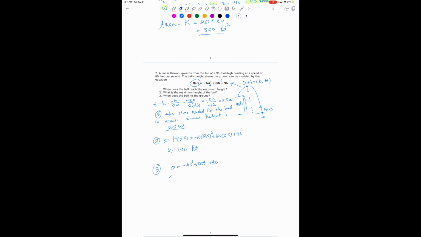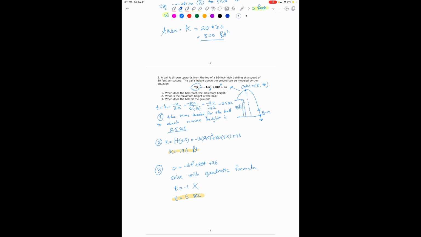So after solving, I got two answers. t equals negative 1, which is impossible since the time is negative, and then t is equal to 6 seconds, and that is the most plausible answer. So the answer is 6 seconds. Again, let me write it down. The maximum height is 196 feet, and then we found the time needed for the ball to reach the maximum height is 2.5 seconds. So hopefully this application is clear. If you have any questions, please let me know.